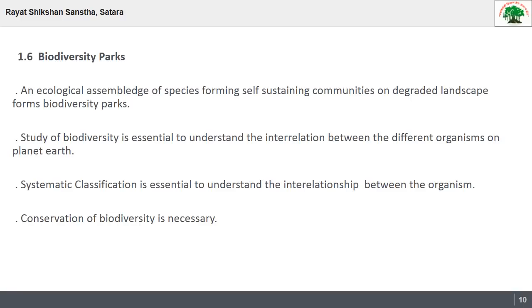So biodiversity parks mean exactly what? These are an ecological assemblage of species forming a self-sustaining community on a degraded landscape. Study of biodiversity is very essential to understand the interrelation between different organisms on planet Earth. So systematic classification is very essential to understand this interrelationship. So conservation of biodiversity is very necessary, and this conservation of biodiversity is done by the biodiversity park.